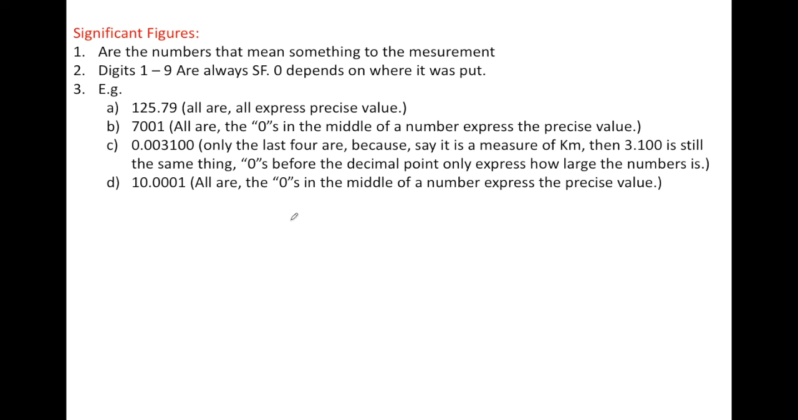By definition, significant figures are some digits inside a number that express precise value. It might seem like a whole lot of words, but numbers from 1 to 9 are always significant. Always. Zeros depend on where they're put. Well, if you think about it, it's true. Numbers from 1 to 9 always express precise value. Zero, you might think it does, but that really depends on the definition of precise value.